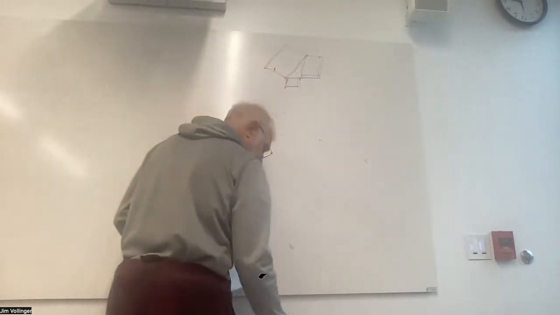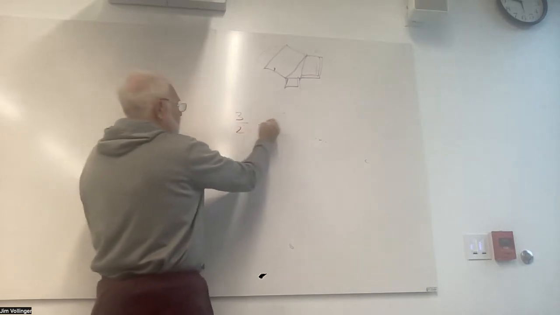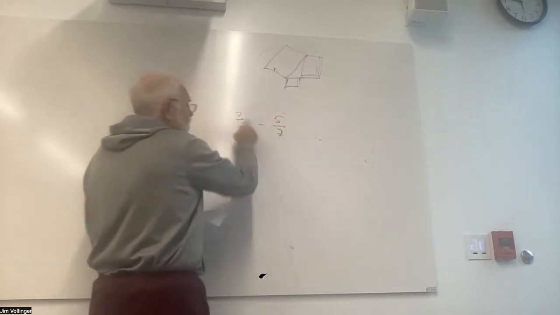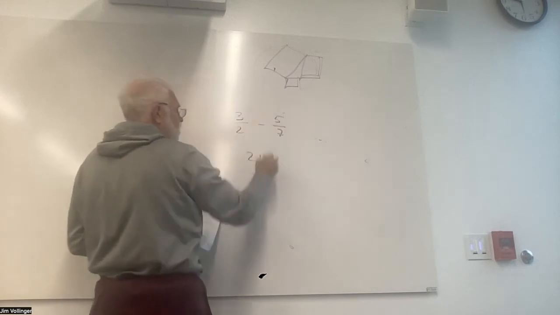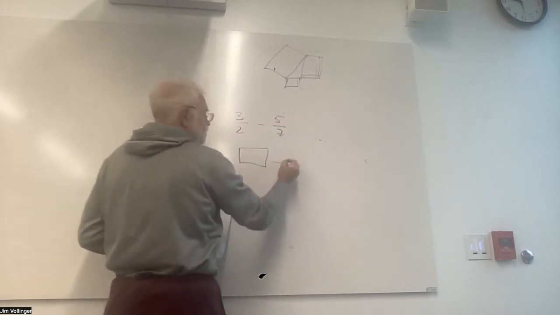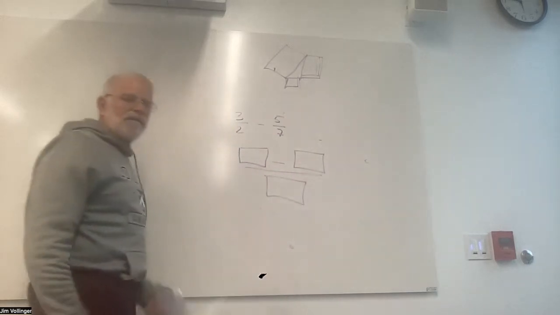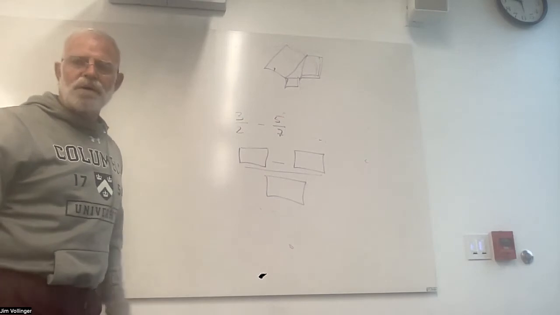3 halves minus 5 sevenths. We talked about bingo, bango, bongo. 3 halves minus 5 sevenths. All right, bingo, 3 times 7, 21, bango. So bingo, bango, bongo is really that configuration, and that can take care of so many fractions. You want to learn it.